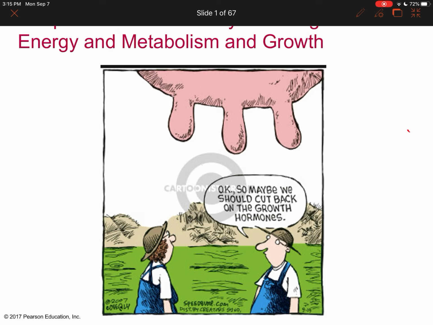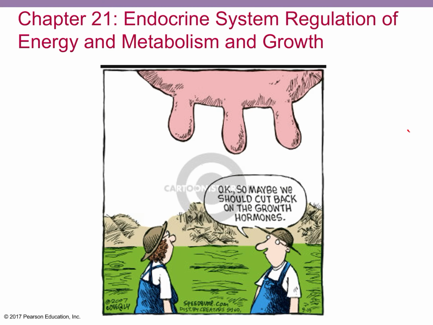All right, guys, so this is chapter 21. It's about energy metabolism and growth, and largely how hormones control growth. So let's take a look at the cartoon. Obviously, it's sort of referring to the use of hormones in cows. So the growth hormone in cows, you can see the udders.